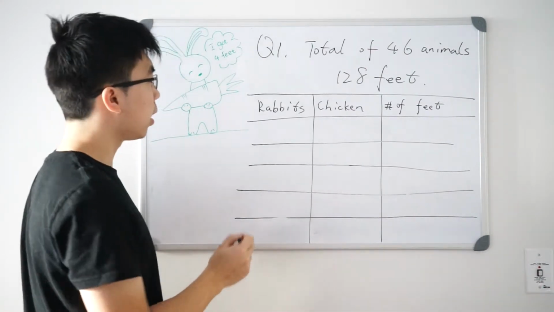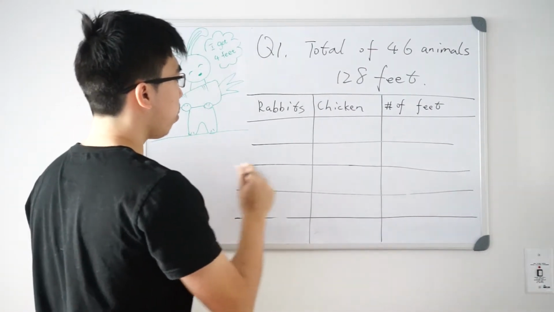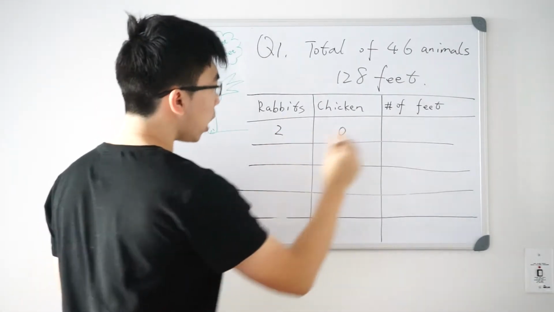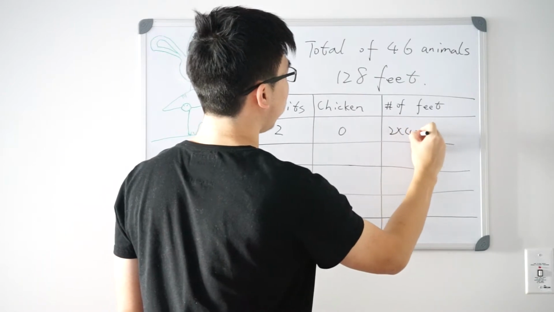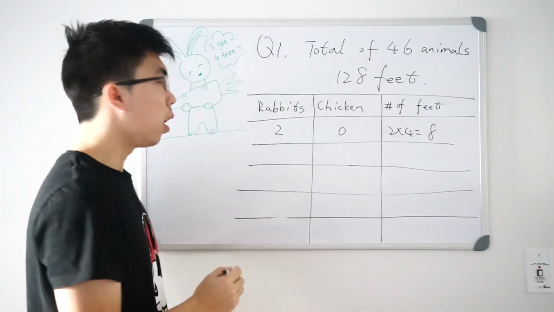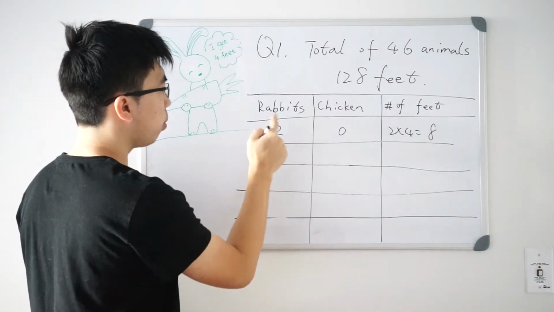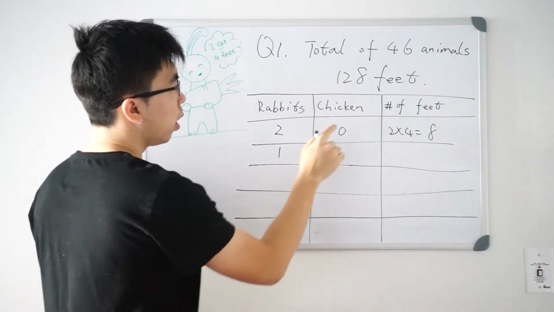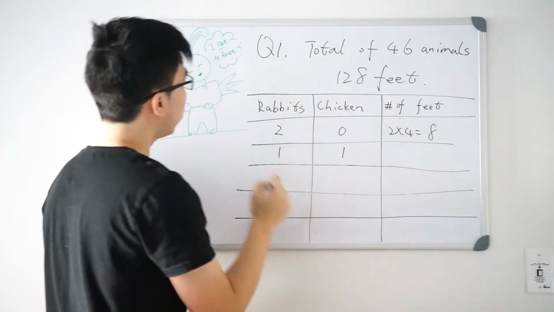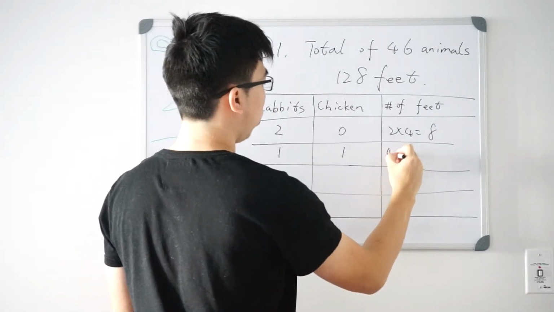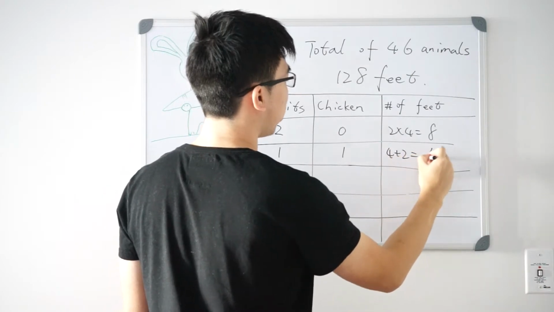Let's see this. Let's start from an easy example. If there are 2 rabbits, 0 chicken, there will be 2 times 4 feet. That's a total of 8. And if we were to replace 1 rabbit with 1 chicken, so that the total number of rabbits goes down to 1, and the chicken goes up by 1, there would be 4 plus 2, that's 6 feet.